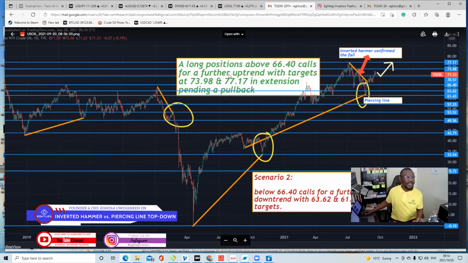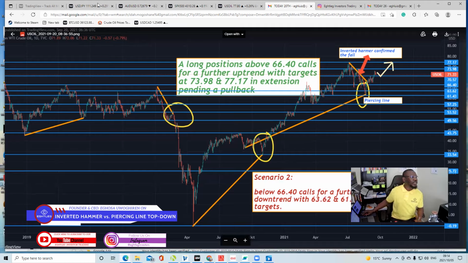So what I said on this chart was a long position above 66.40 calls for a further uptrend with targets at 73.98 and 77.17 in extension, pending a pullback. So we did a pending order. I was expecting the market to do a pullback to this level, to respect this level where it has acted as resistance in the past, to activate our entry, then continuation to go to TP.